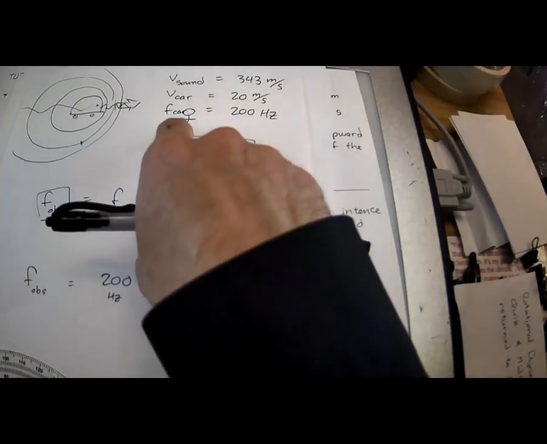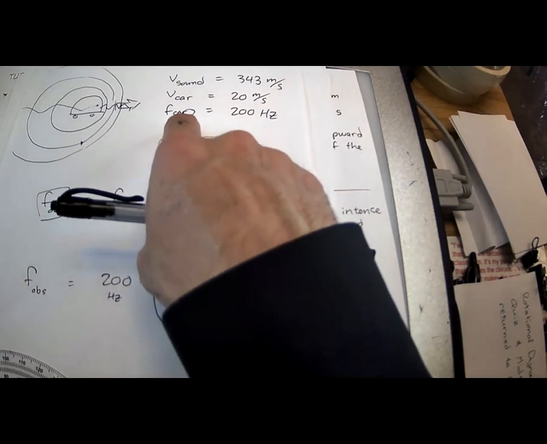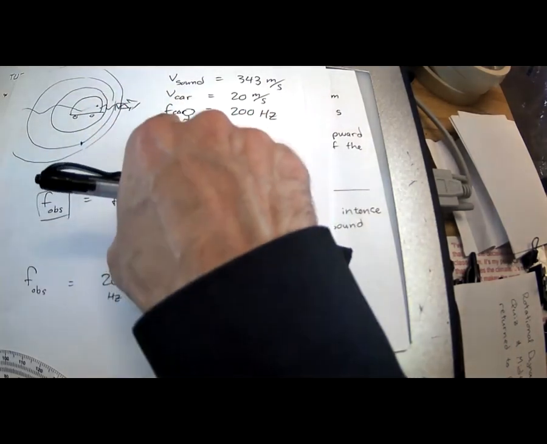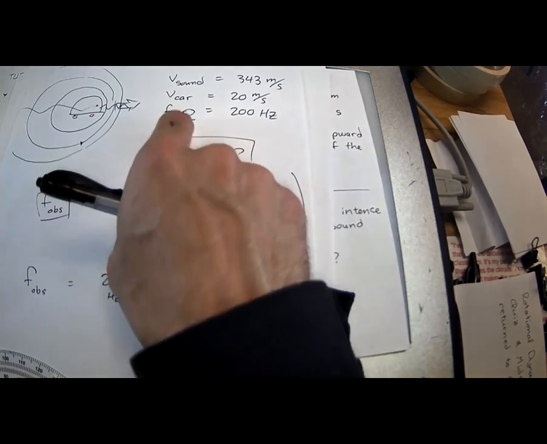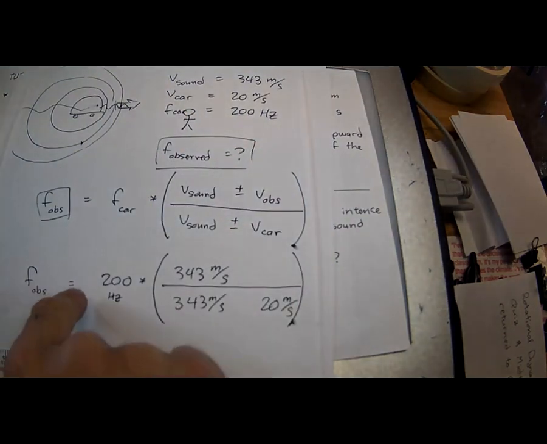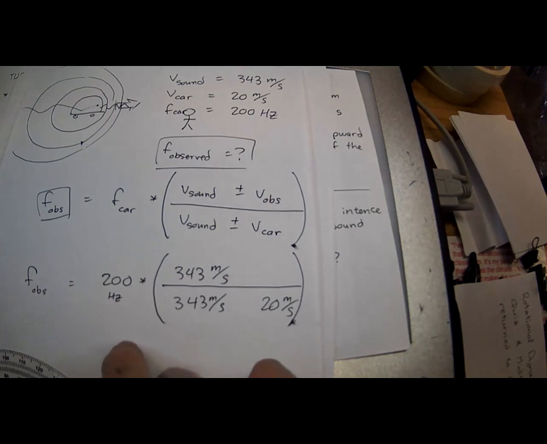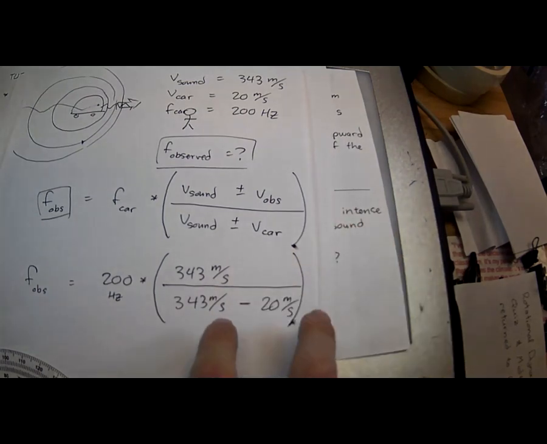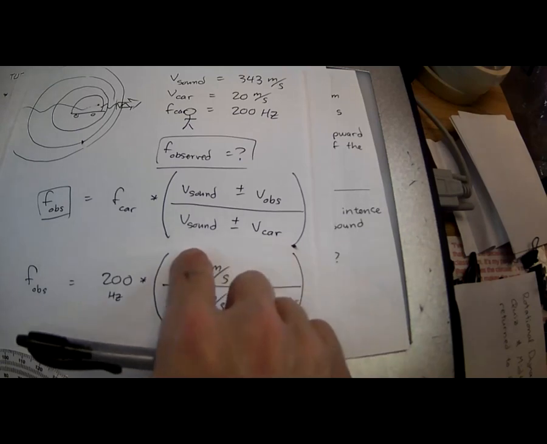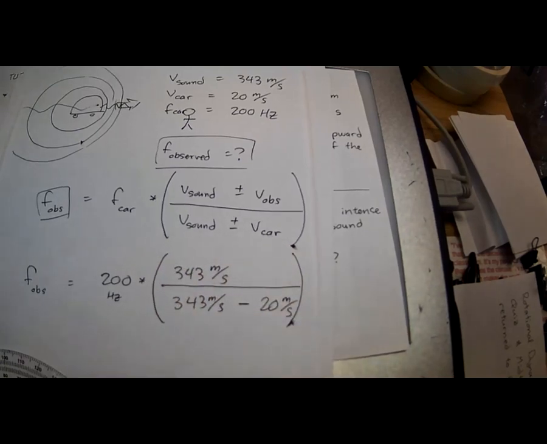Well, I know that this guy hears more than 200 hertz, right? The car frequency is 200 hertz. This guy might hear, I don't know, 230, 240, 250, something more than 200. How are you going to get there? Well, you have to take 200 and multiply by something that's greater than 1. And the only way to get there is to subtract on the bottom. If you make the denominator smaller, then this fraction in parentheses blows up to something greater than 1.